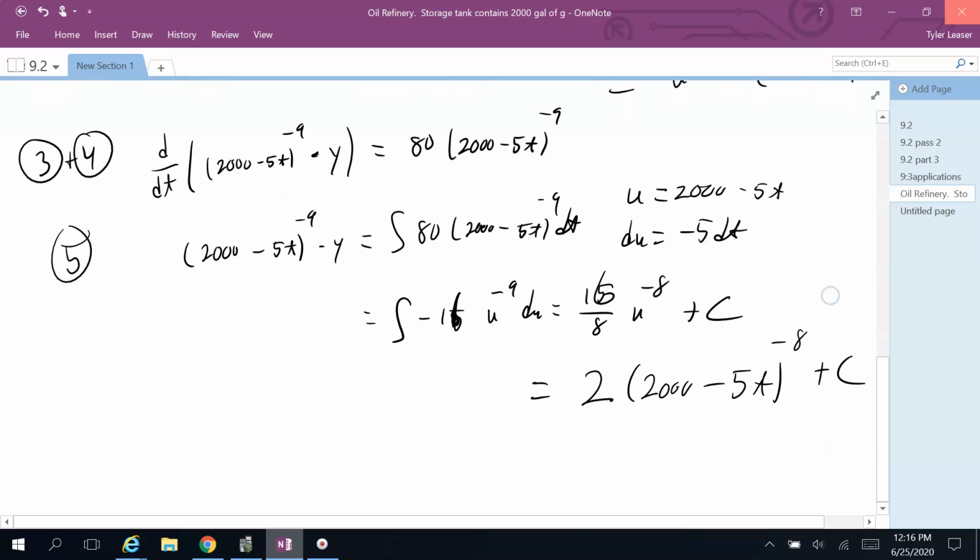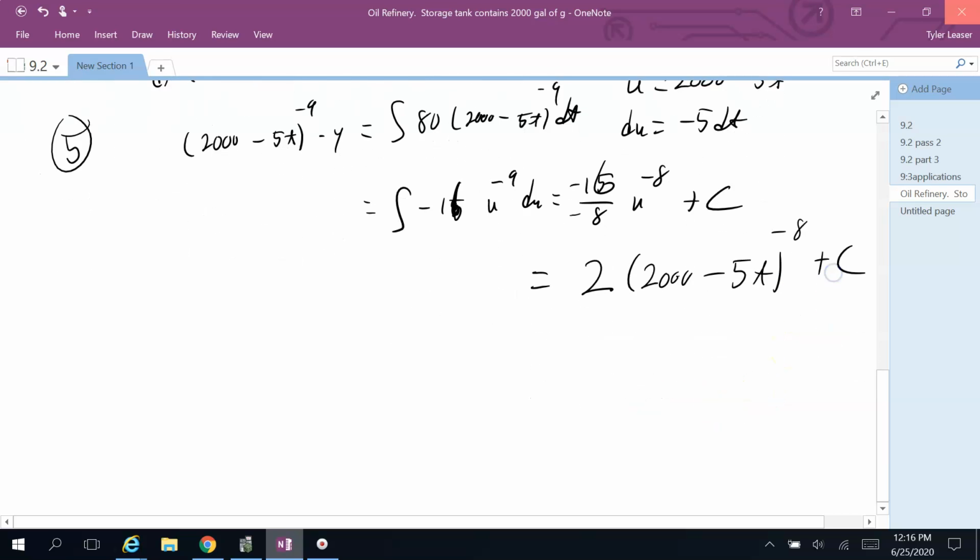Okay, yep, so sorry about that. I can't divide in my head. I should have done it in the calculator. So that 80 divided by the -5 from the -5 dt becomes -16. So -16 divided by 8. And then when you divide in that -8, the two negatives cancel out to be a +2 u to the -8, where u is the 2000 minus 5t.